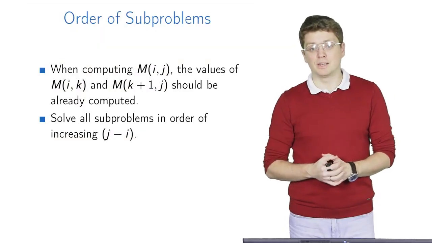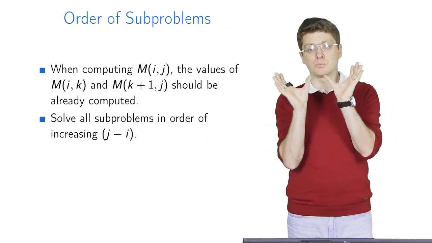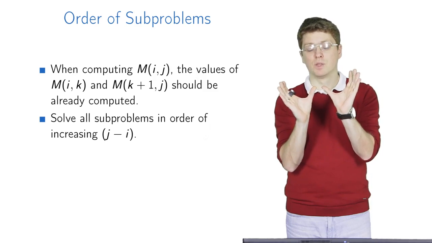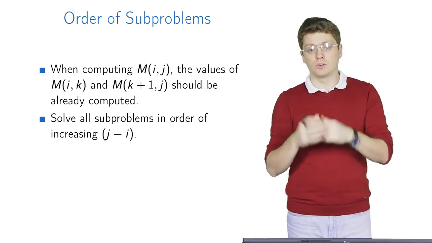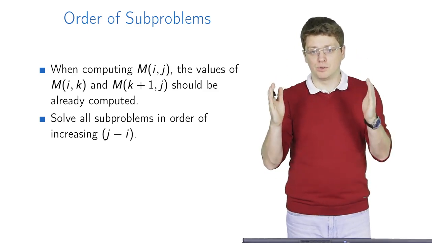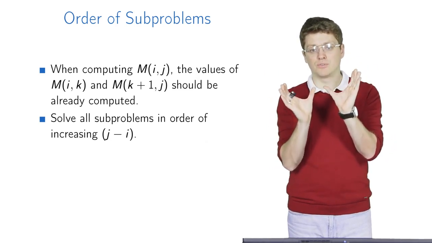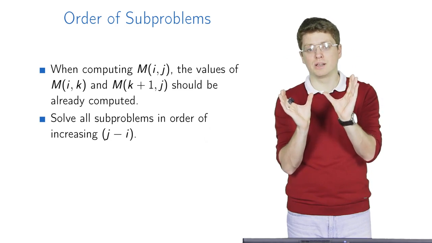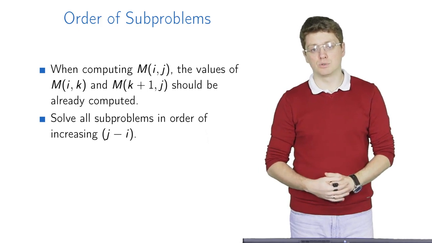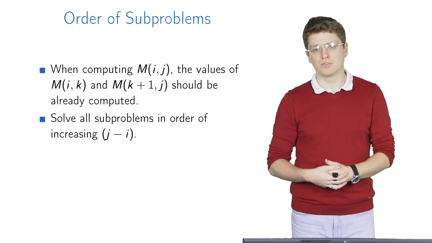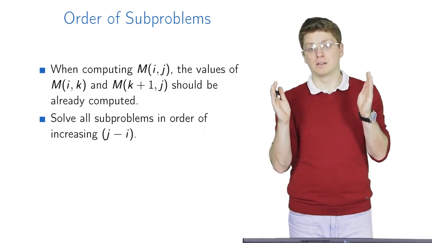Our recurrence relation expresses the solution for an expression ij through solutions to smaller sub-expressions. What do we mean by saying smaller? Well, we mean just that they are shorter, right? So once again, when we compute the value for a sub-expression ij, we rely on the fact that all the values for shorter sub-expressions are already computed. This means that our algorithm needs to compute the solutions for all subproblems in order of increasing length, namely in order of increasing value of j minus i, right?